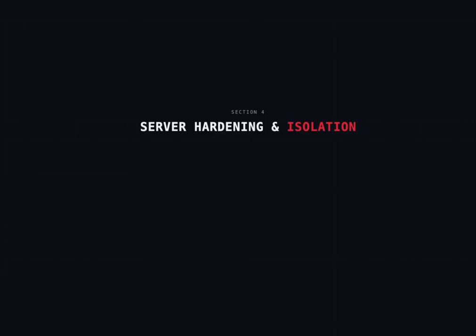Last piece, hardening the server itself. And this is where most of the real protection lives. Container isolation is the strongest control you have. Each MCP server runs in its own isolated container. Minimal network access, restricted permissions, so one compromised server can't reach another server's data or the host system underneath it.